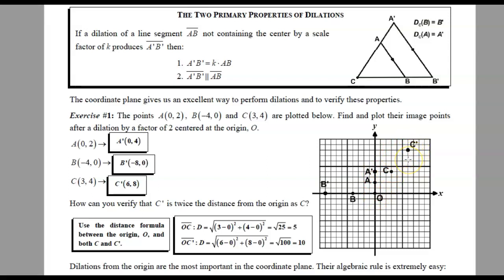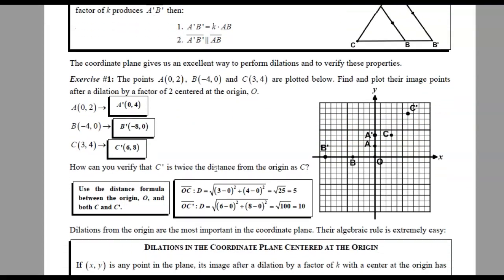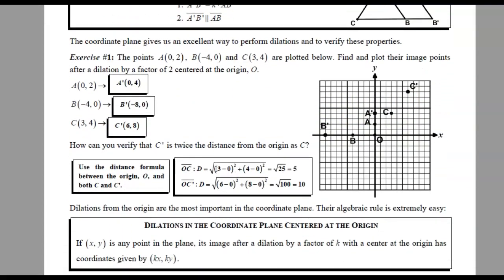So finding the dilation on a grid is simply doubling the distance if the scale factor is 2. Whatever the scale factor may be, we use the grid marks. So how can we verify that C prime is twice the distance away? Well, we can use distance formula. If I have a 4 by 3, it's 4 squared plus 3 squared. If it turns into an 8 by 6 triangle, the big triangle from O to C prime, that would be 8 squared plus 6 squared. And it comes out to 5 and 10 when we do the distance formula. So we can prove it that way.